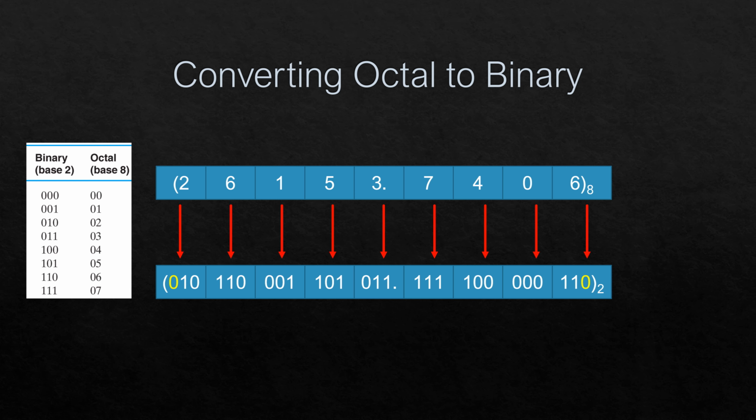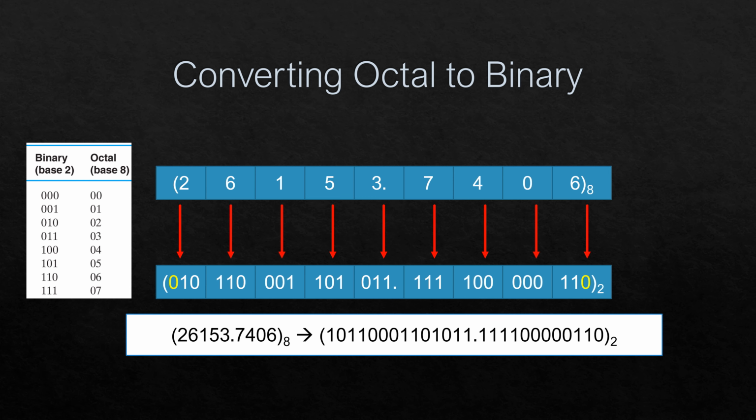Converting octal to binary requires substituting each octal digit with 3 binary digits or vectors. So 26153.7406 octal becomes 10110001011.111100000110. The leading 0 is not required. The trailing 0 could be removed if the accuracy level is not necessary.